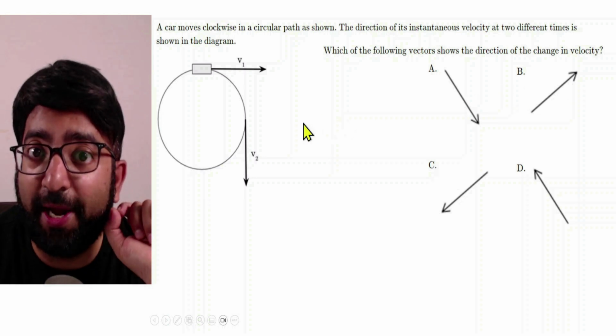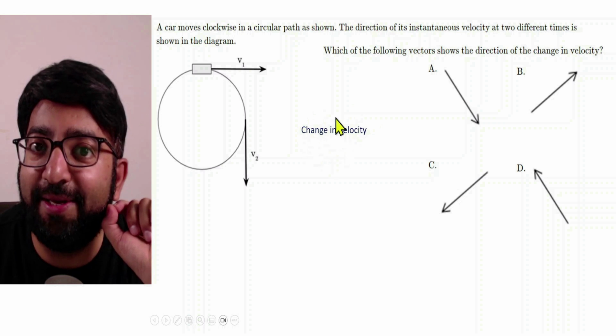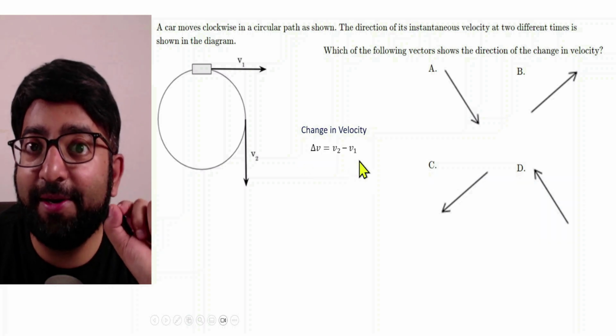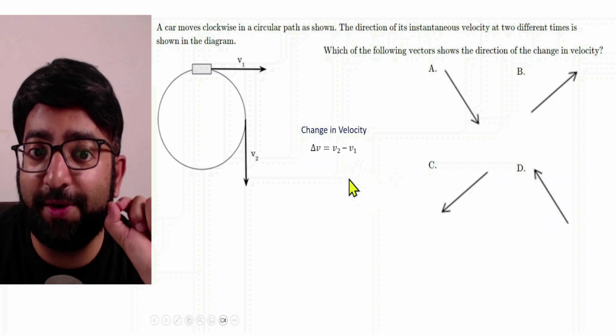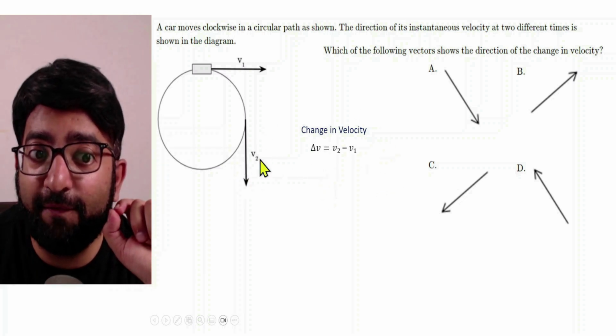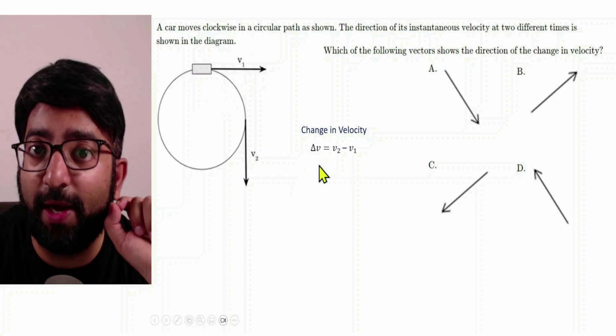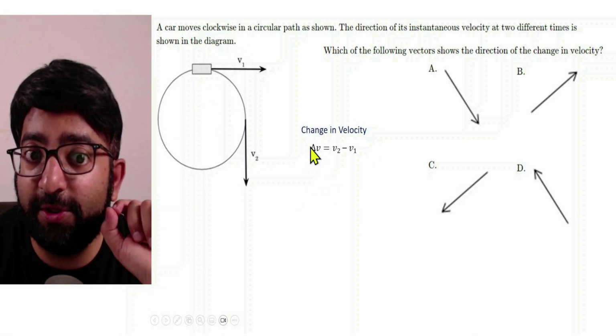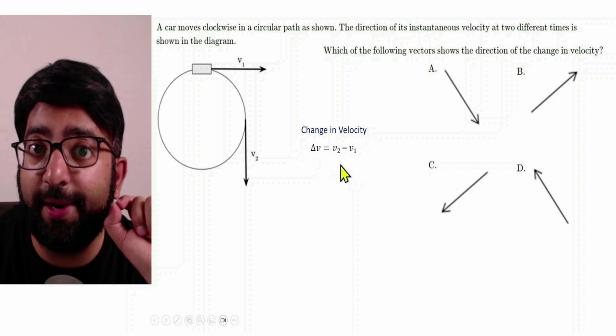Since we have to find the change in velocity, what exactly is meant by change in velocity? It is just the difference between the two velocities. It is final velocity minus the initial velocity. Here, the final velocity is v2, initial velocity is v1. That is why we have written here delta v, which is the change in velocity, that is v2 minus v1.